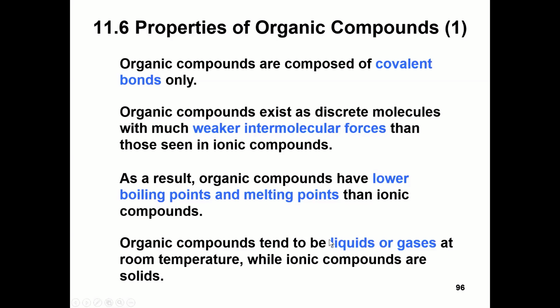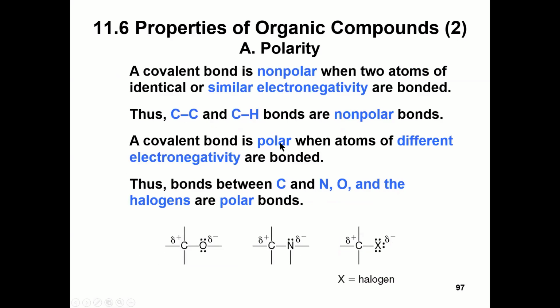And in contrast, ionic compounds are more solid. And remember that if you have a carbon-carbon or carbon-hydrogen bond, you have a very small electronegativity difference between the two atoms. So you have what's considered a nonpolar bond. However, if you have a carbon-oxygen bond or a carbon-nitrogen bond or a carbon-halogen bond in these heteroatoms, you have a significant difference in the electronegativities between the two atoms in the bond.